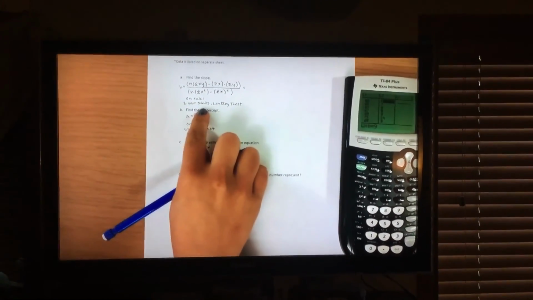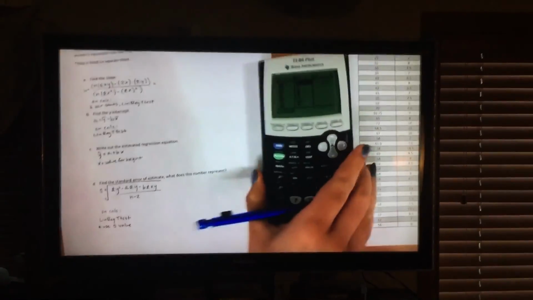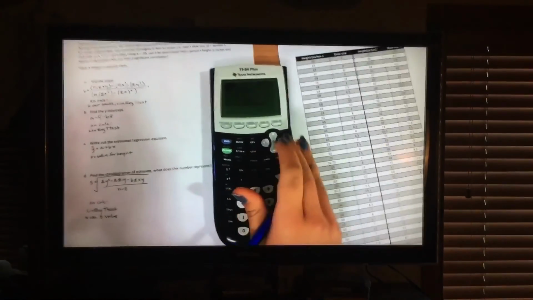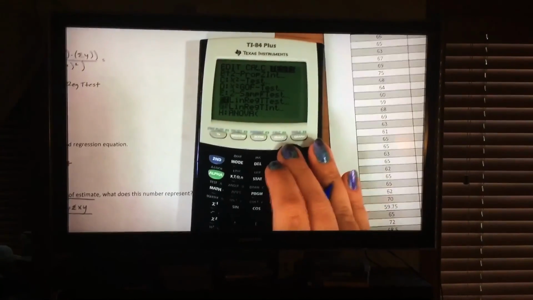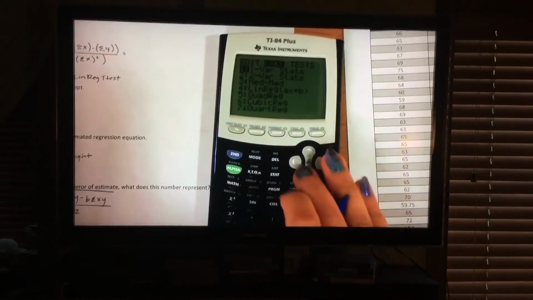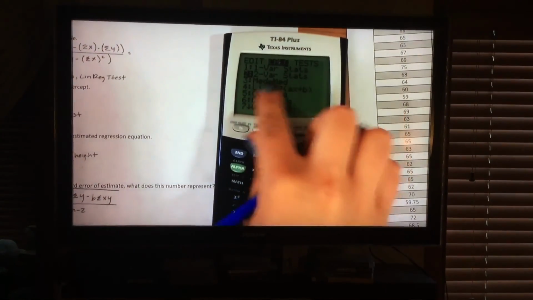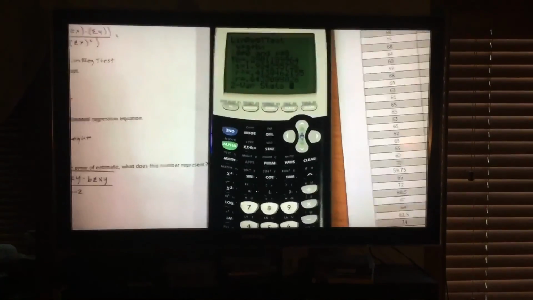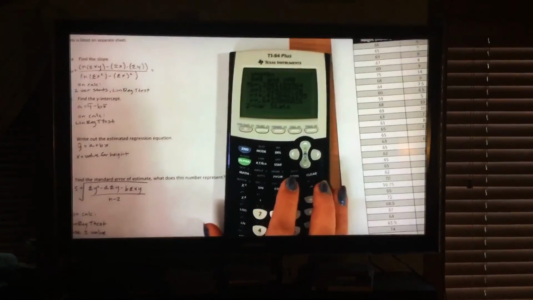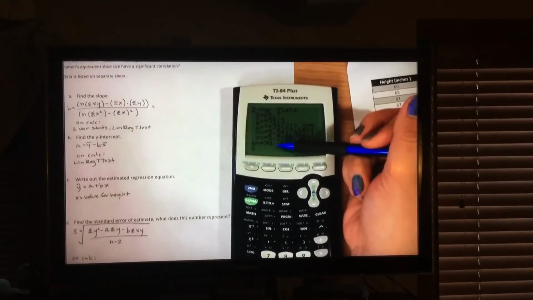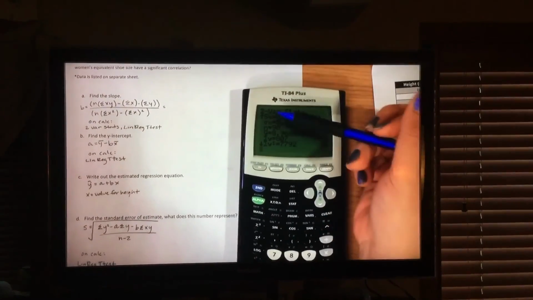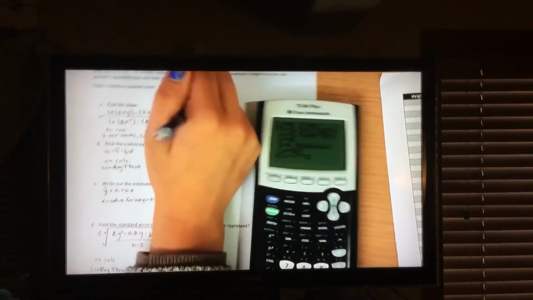So now we're going to use our calculator and go to 2-Var Stats. To get there, we go to the stats menu, go over to calculate, and hit 2-Var Stats. So hit enter, and in this menu you find all of the numeric values you need to plug into the equation.